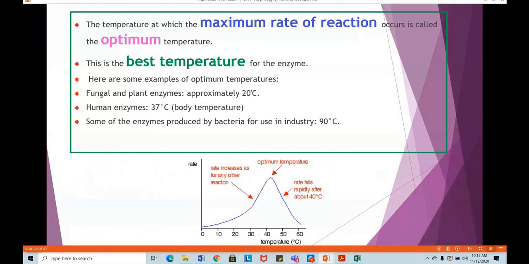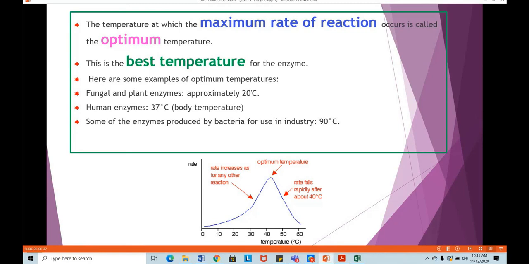Okay, so how do you define optimum temperature? The temperature at which the maximum rate of the reaction occurs is called an optimum temperature. It is also known as the best temperature for that enzyme. Okay, so here are some examples of optimum temperatures. The fungal and the plant enzymes approximately work at 20 degrees centigrade. That is their optimum temperature. The human enzymes work at our normal body temperature, which is 37 degrees Celsius.